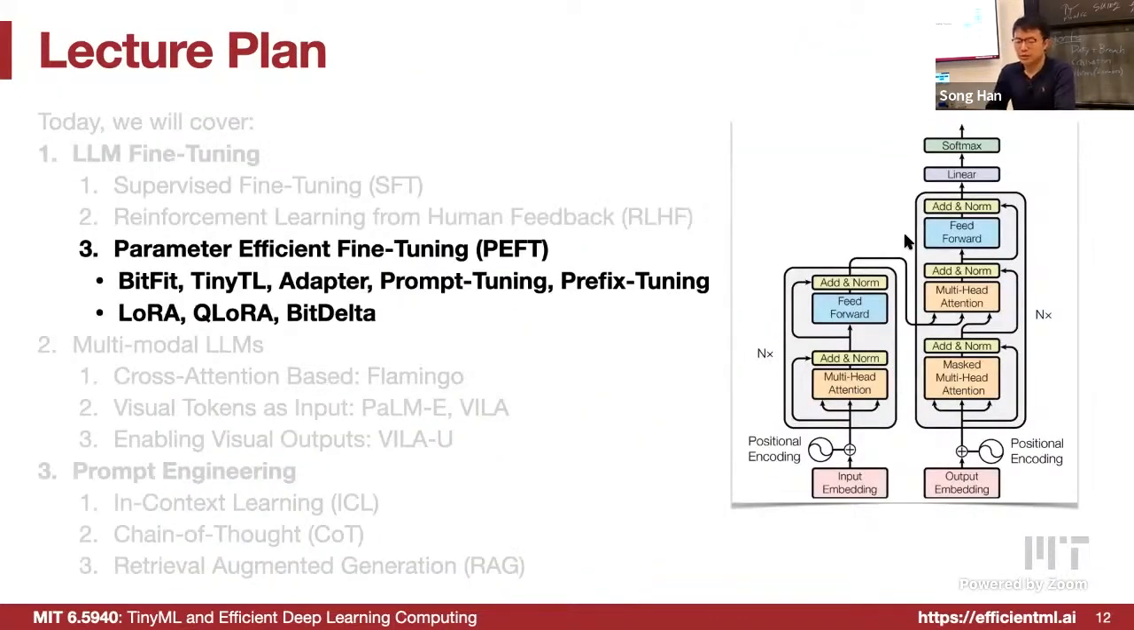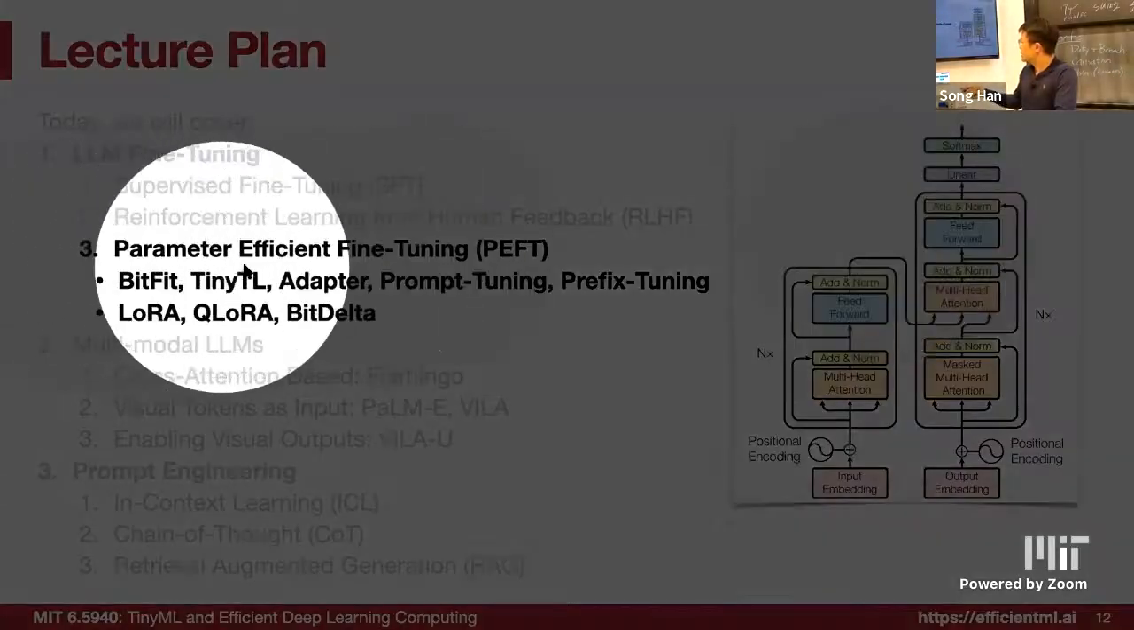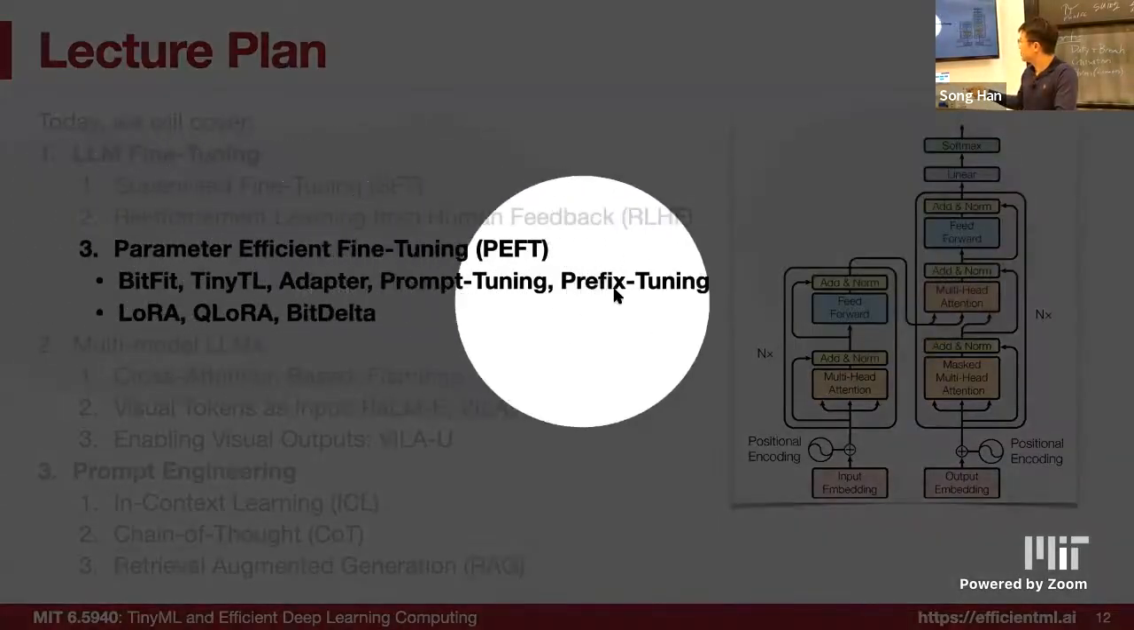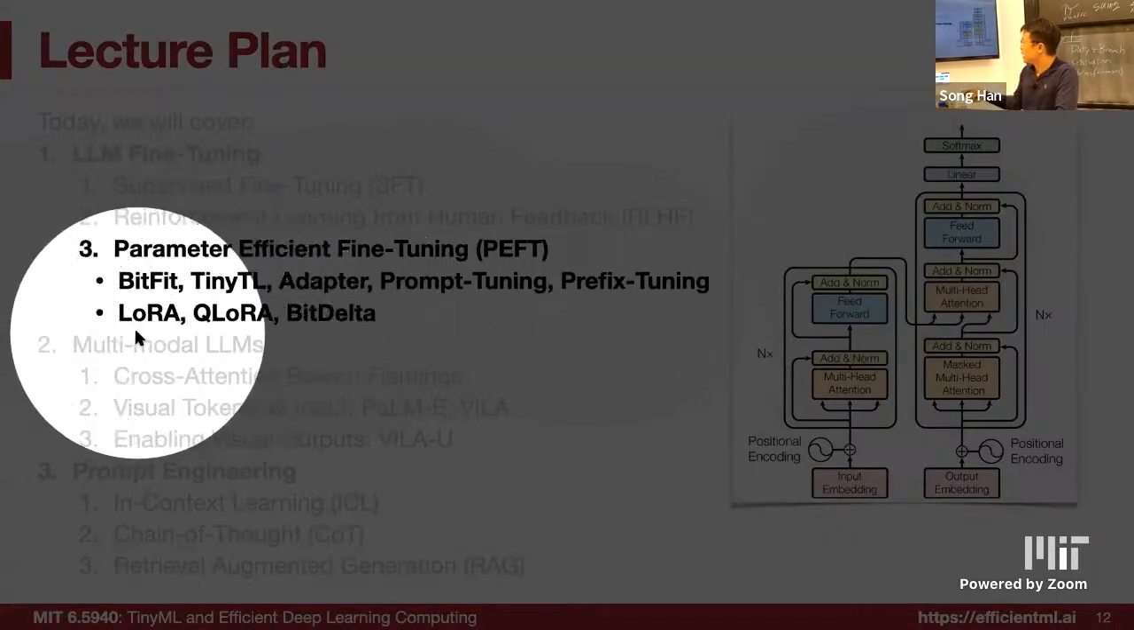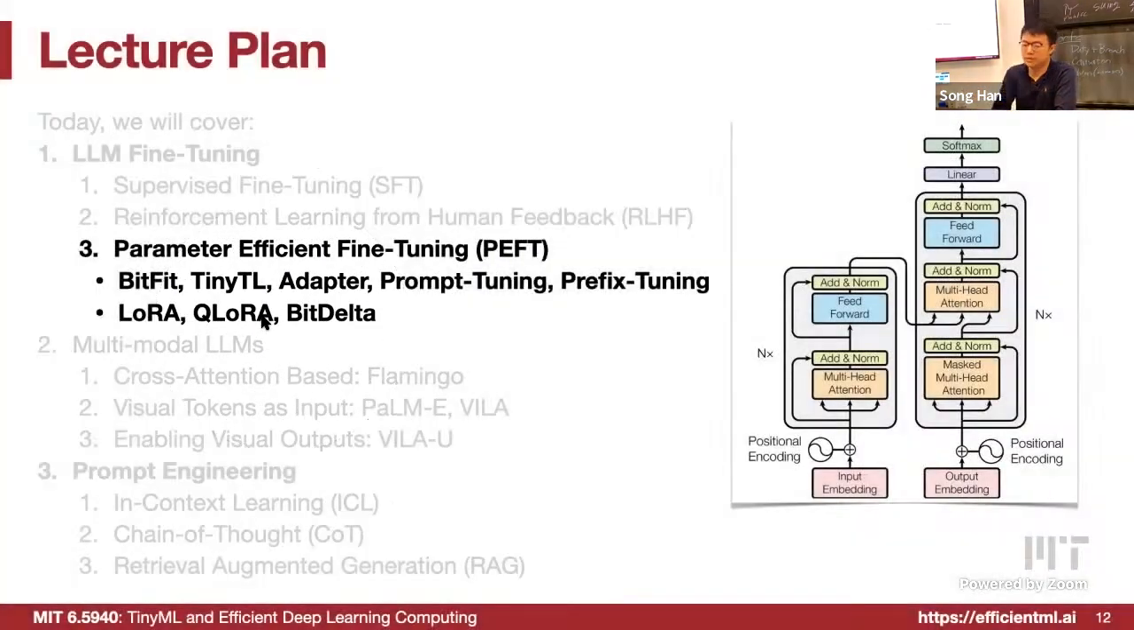Okay, so now let's talk about parameter-efficient fine-tuning. Fine-tuning a large language model is pretty expensive. No matter if it's RLHF or DPO, you need to tune those parameters. There are a lot of such parameters, resulting in a pretty large gradient and a pretty large optimizer state. So we want to minimize the number of parameters we fine-tune to save memory and communication. We'll talk about several techniques: BitFit, TinyTL, adapters, prompt tuning, prefix tuning, and adding a bypass with LoRA, QLoRA, BitDelta, etc.